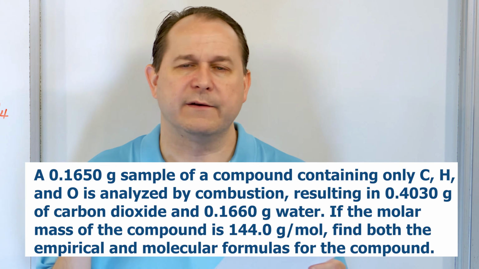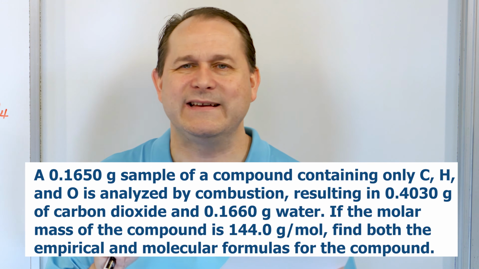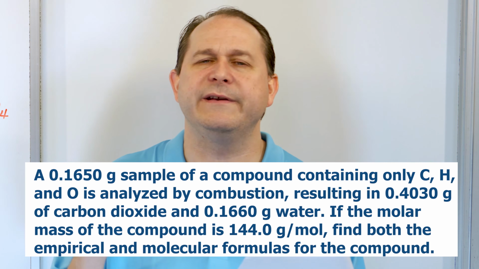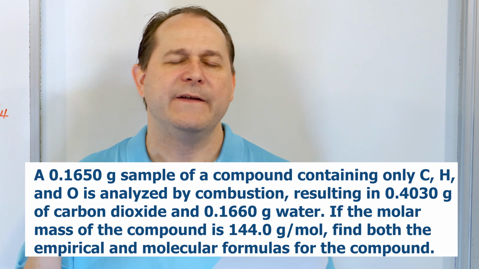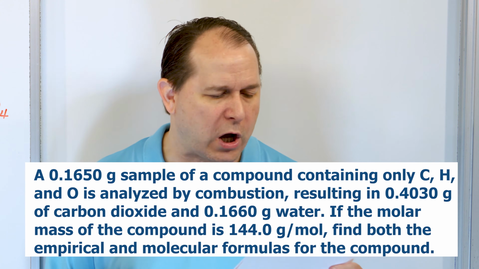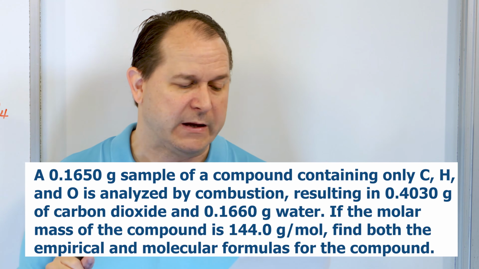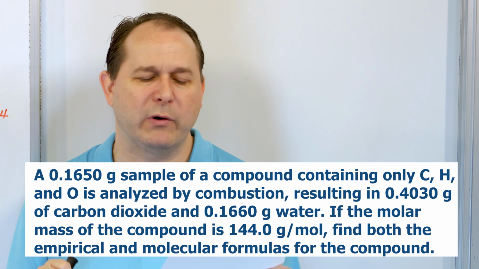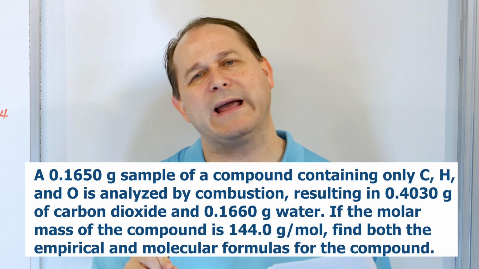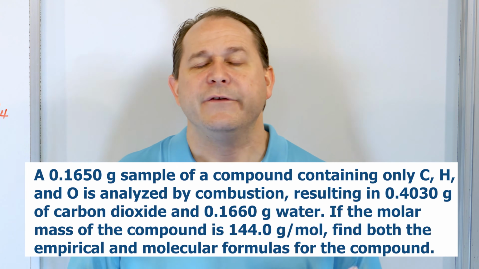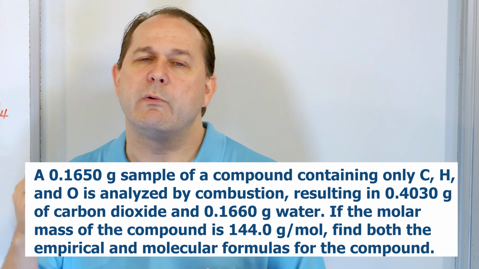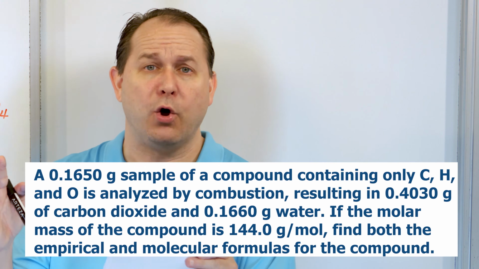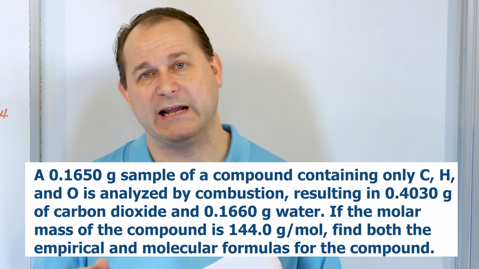Okay? The result of combusting 0.1650 grams of a sample produces 0.4030 grams of carbon dioxide and 0.1660 grams of water. So it produces carbon dioxide and water. All right? If the molar mass of the compound is 144.0 grams per mole, determine both the empirical and the molecular formula of the compound. So it's really the same problem as before. We want to figure out first what the empirical formula is, and then multiplying by some whole number, whatever that number is, figuring out what the molecular formula is.